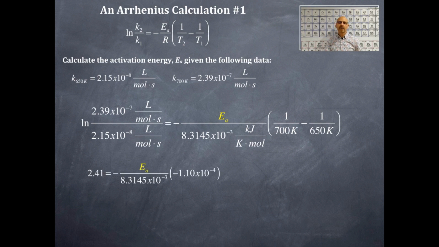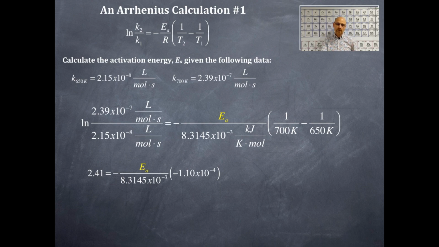There we go. So on that far left-hand side of the equation, I've got 2.41, and on the right-hand side, I've still got that negative sign. Don't forget about that negative sign. The E sub A is still highlighted in yellow because that's what we're solving for. Divided by the gas constant, I've taken out the units because I know that my E sub A that I'm solving for is going to be kilojoules per mole in this case. Those are the only units I'm not canceling out here. And then I got the difference of the two temperatures there at negative 1.10 times 10 to the negative 4.